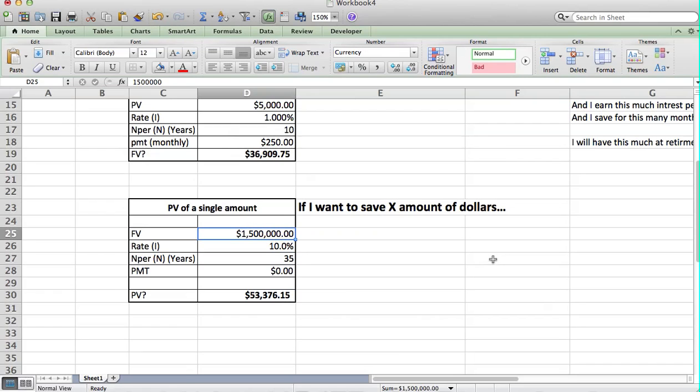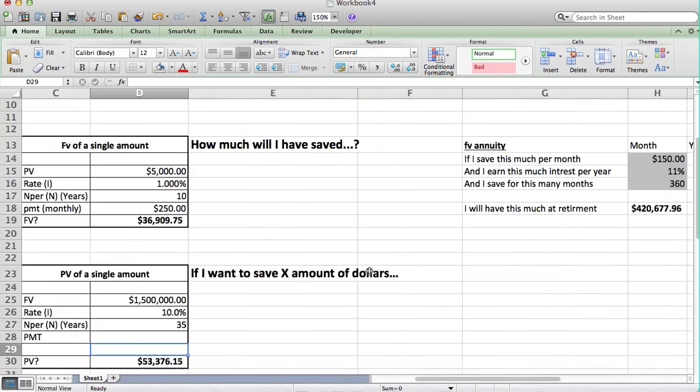And so that's another pretty cool thing. Let's say you could also put a payment in there of maybe $200, or whatever you wanted to do. You'd be able to save up more money and earn more interest and get closer to making that future value of $1.5 million.